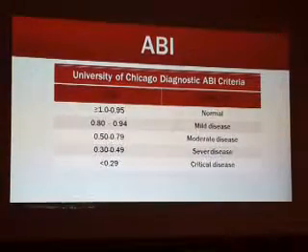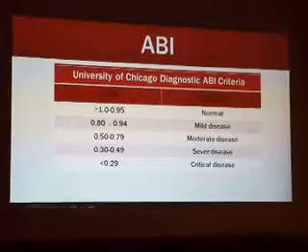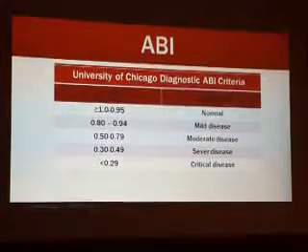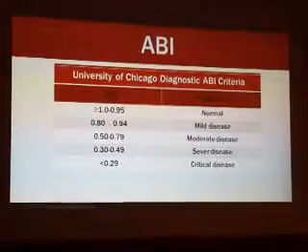Again, this is a table from the University of Chicago. The classification of an ABI value. As I said, you can just hang it in your vascular lab and make it a reference for you.